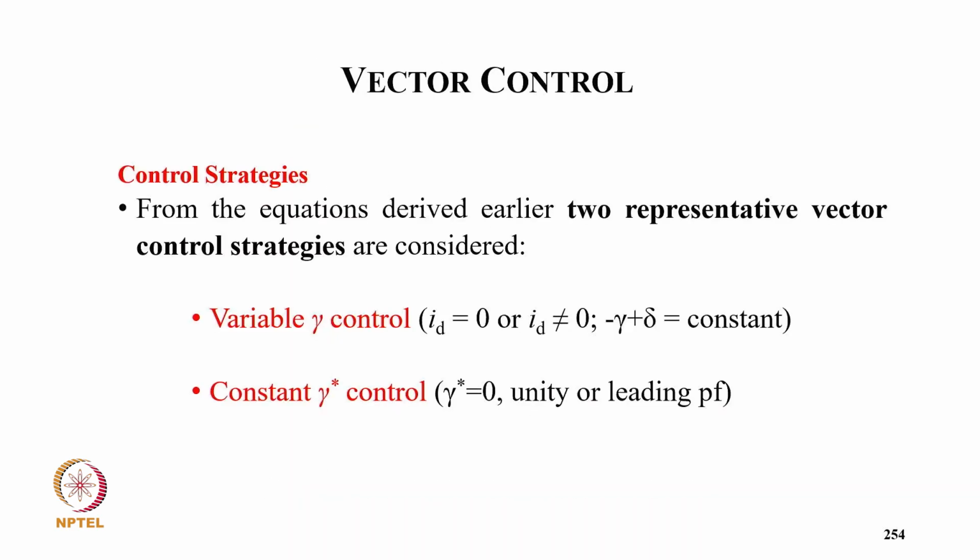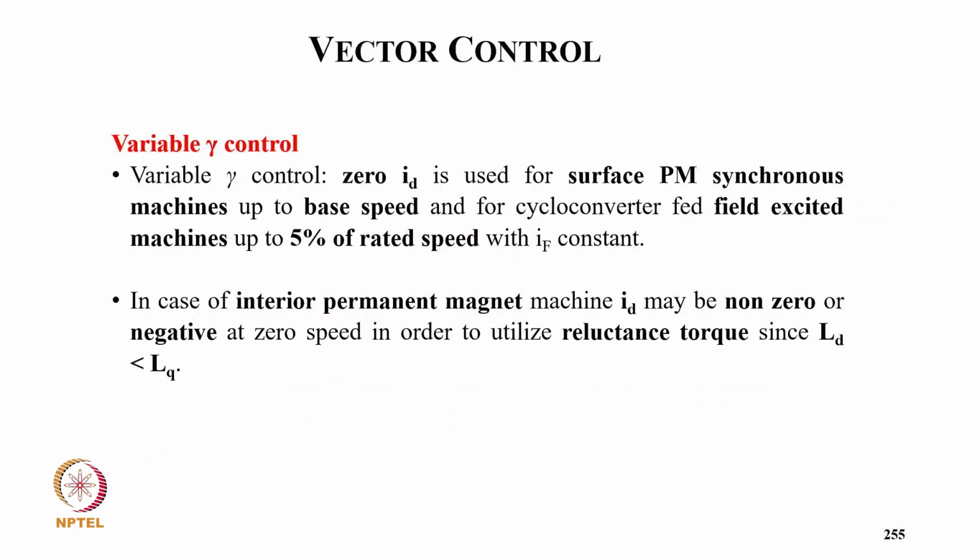So coming to control strategy, from the equations derived earlier, two representative control strategies are considered: variable gamma mode, in bracket ID equal to 0 or ID not equal to 0, that is minus gamma star plus delta equal to constant, and constant gamma control, in bracket gamma star equal to 0 or unity or leading power factor. Variable gamma control, that is ID equal to 0, is used for surface PM machines up to base speed, and then field weakening is used with IF constant up to 5% of rated speed. And in the case of interior permanent magnet machines, ID may be non-zero or negative at 0 speed in order to utilize reluctance torque, since LD is much smaller than LQ.